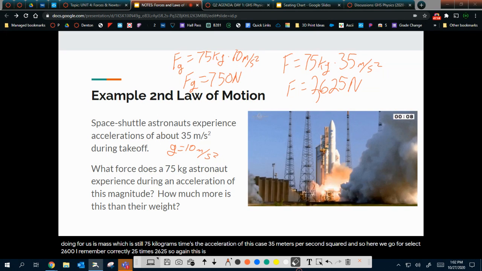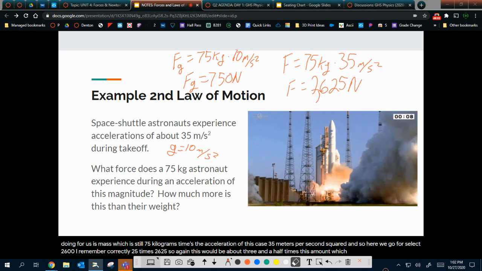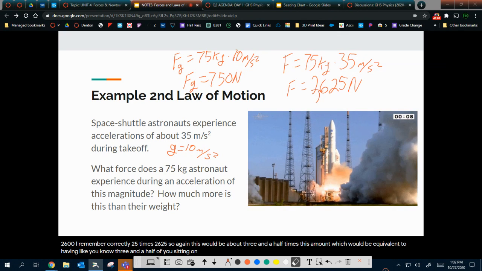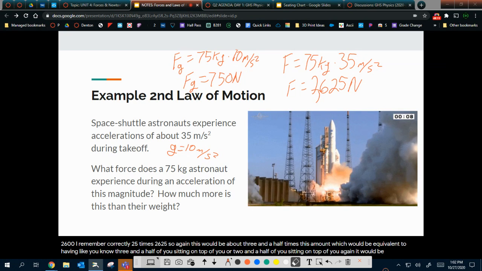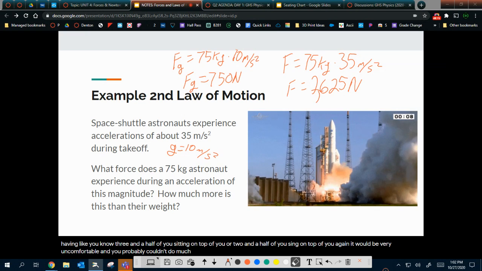So again, this would be about 3.5 times this amount, which would be equivalent to having 3.5 of you sitting on top of you, or 2.5 of you sitting on top of you. Again, it would be very uncomfortable, and you probably couldn't do much.